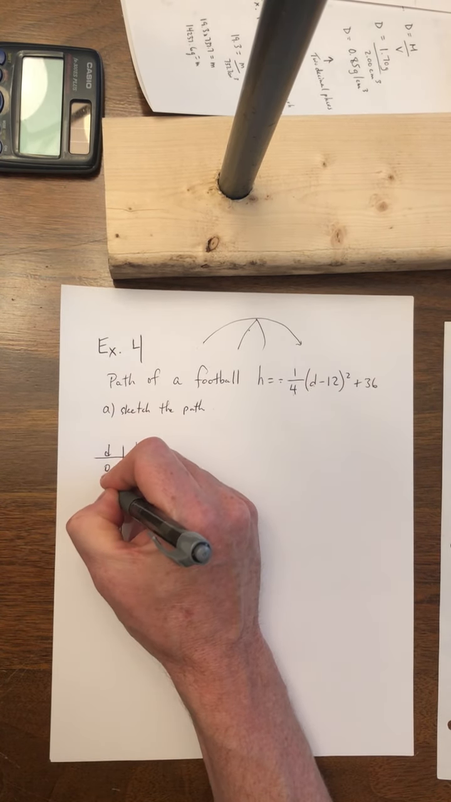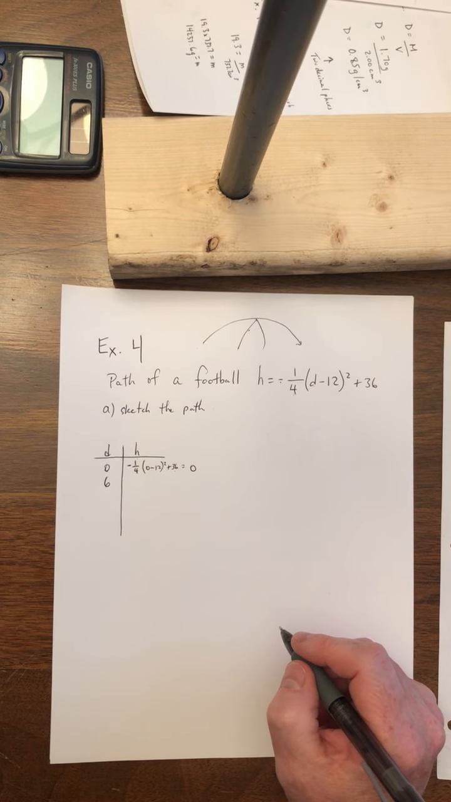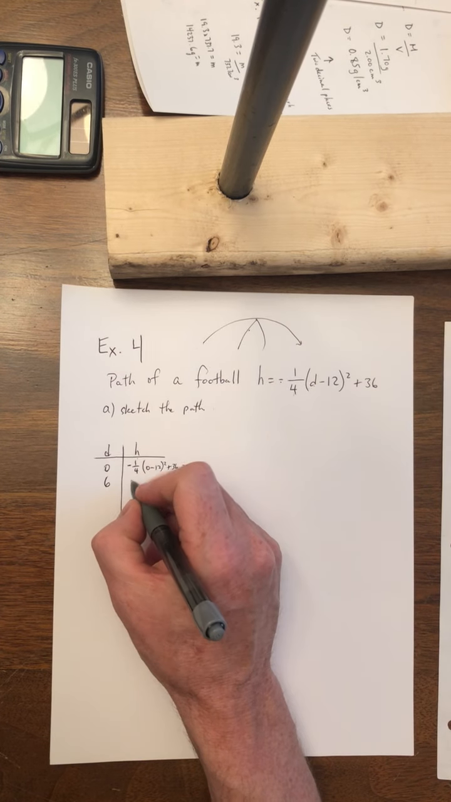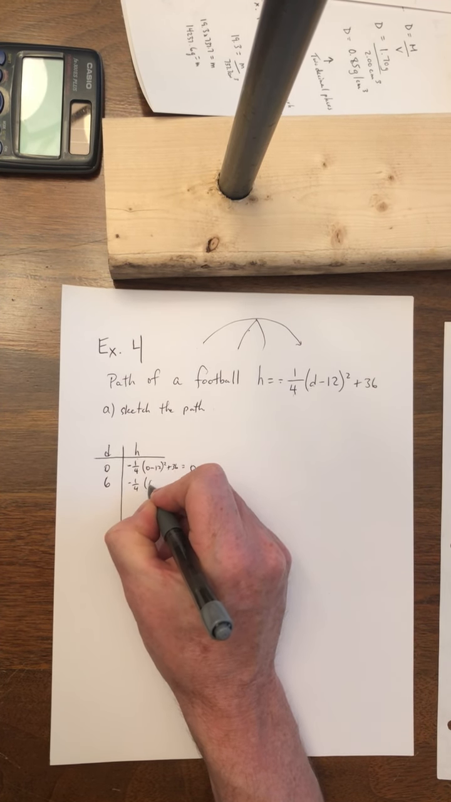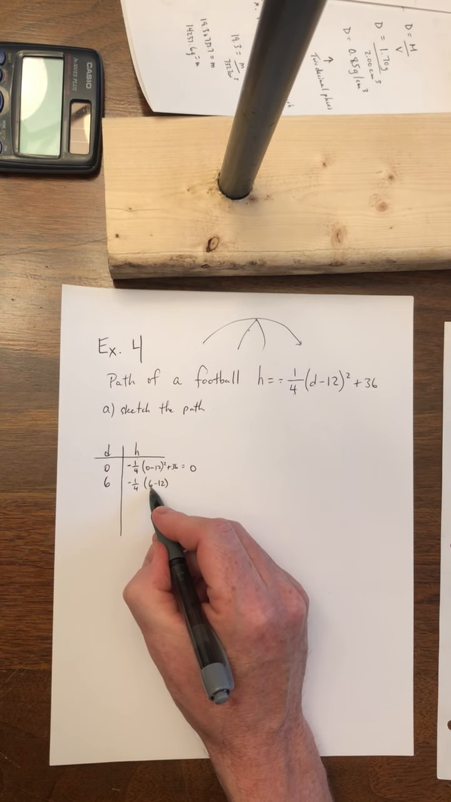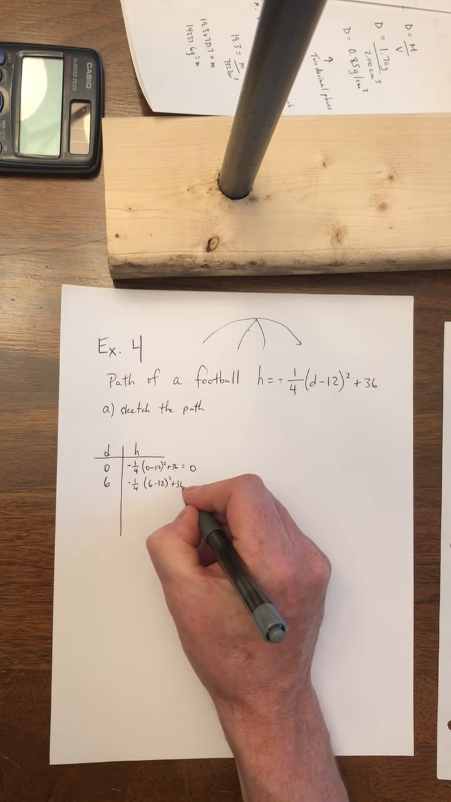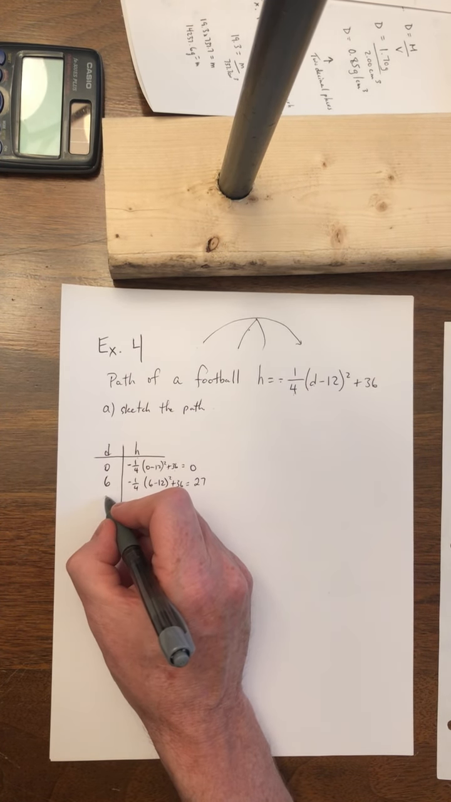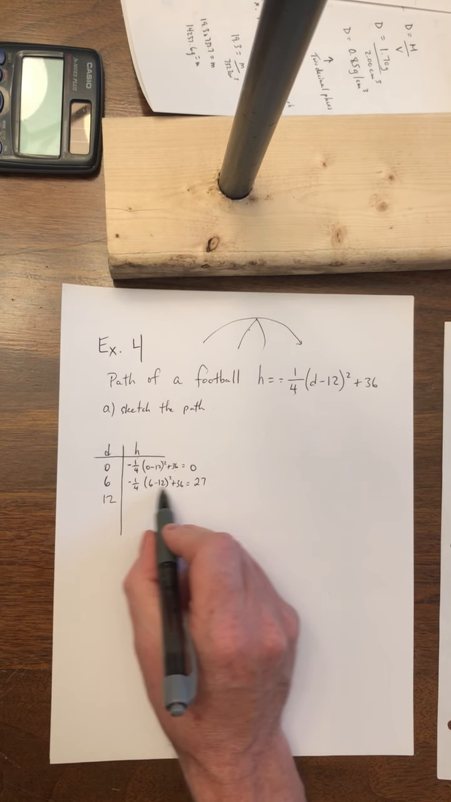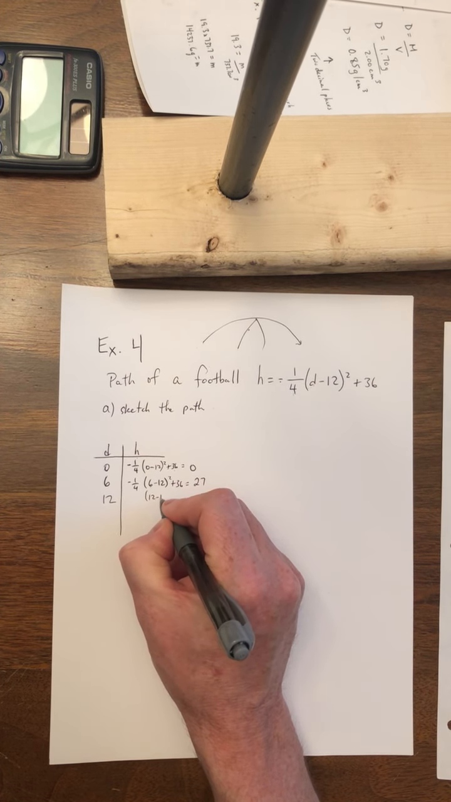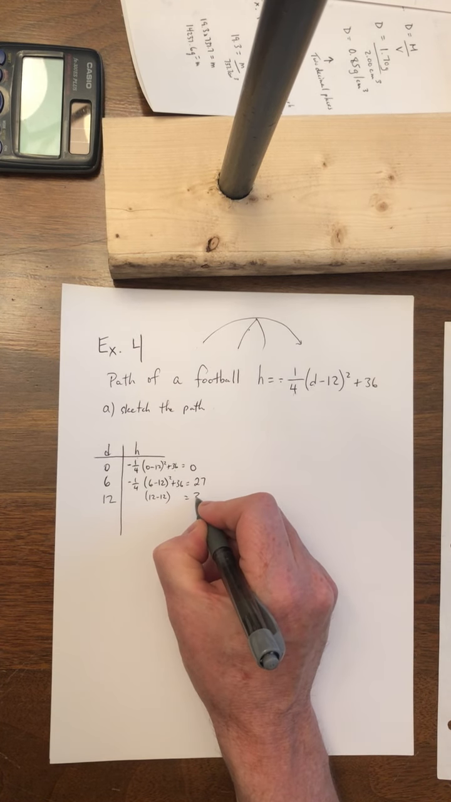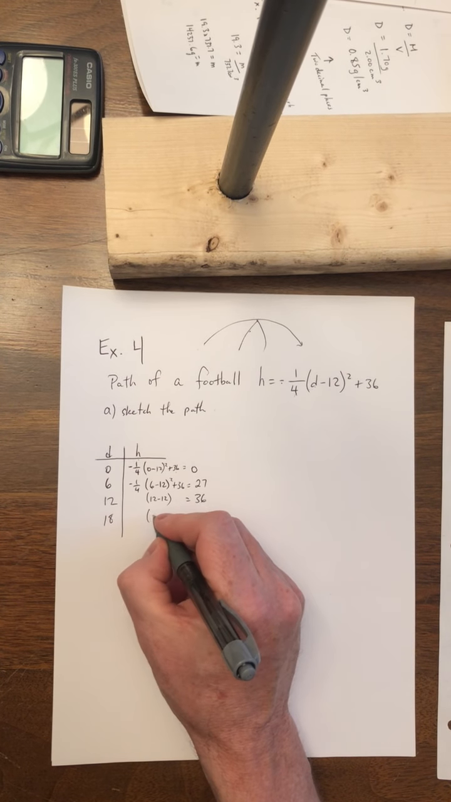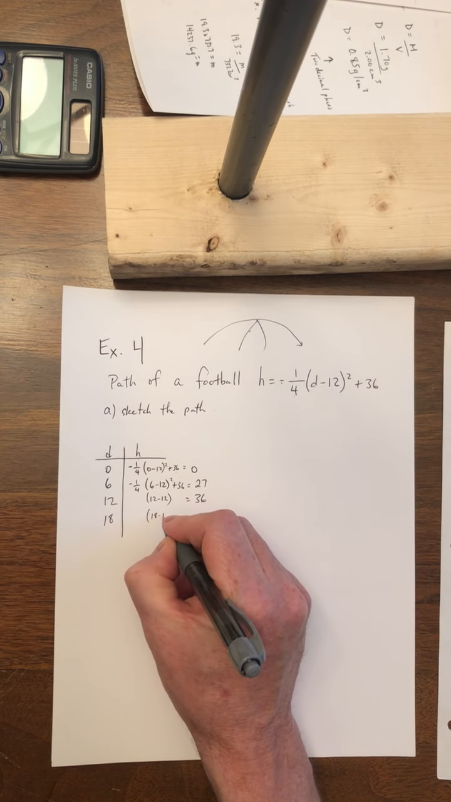Picking another random number here for distance, I'm not going to go up by ones. Chances are I'm not throwing this ball 5 feet or kicking it 5 feet. So I'm going to do 6 here next. Once again, if I go through that, subbing in 6 for our distance, 6 minus 12, we get an answer of 27. I'm going to do another multiple of 6 here. If I run that through, 12 minus 12, we're going to get an answer of 36.